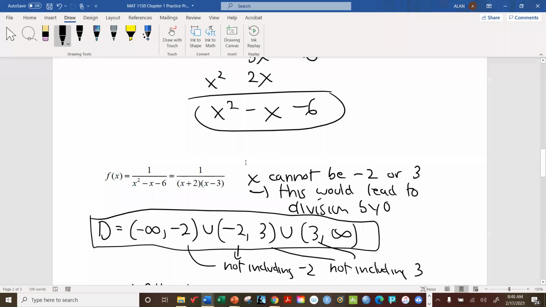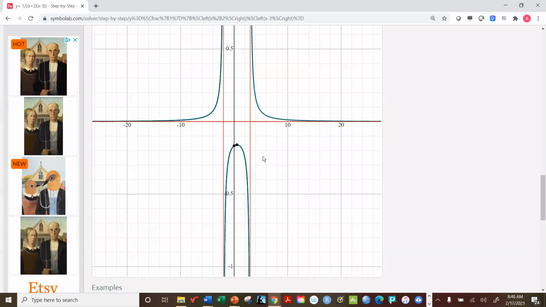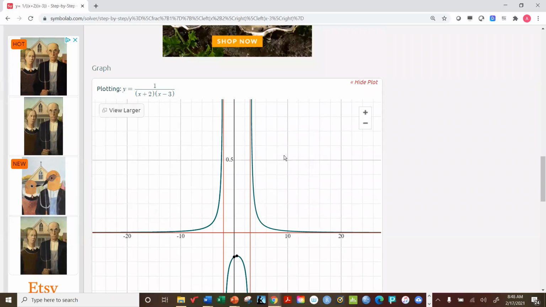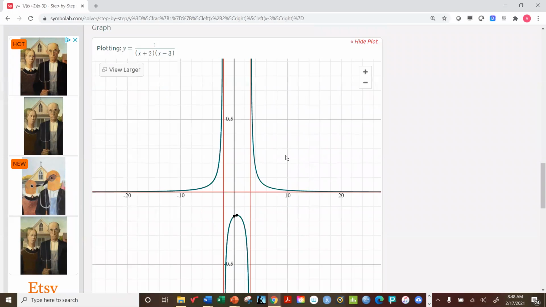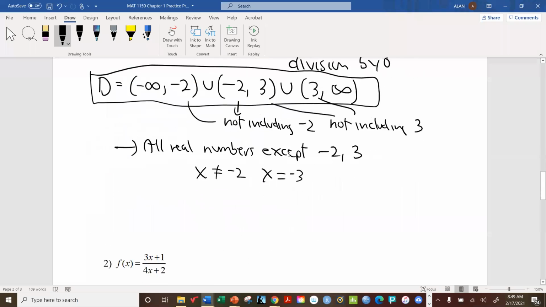Okay, so in other words, yes, what you found here is asymptotes. The function cannot have a value at those points because it would lead to division by 0. Man, that's a wild looking function. I don't know if there's a name for this kind of thing. I'm sure there is. I just don't even know what it is.